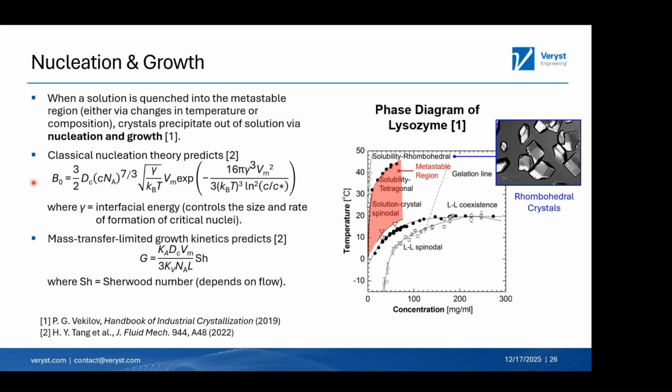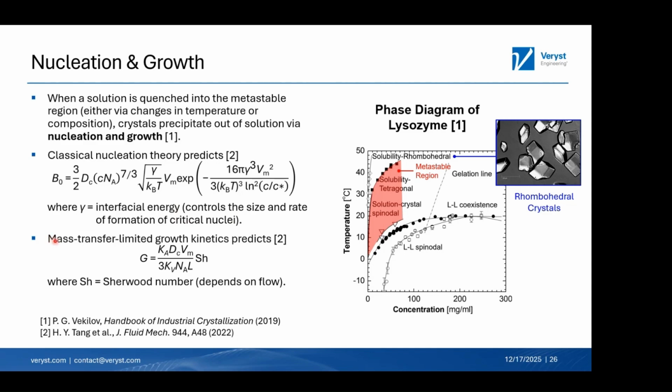The rate of nucleation, in the earliest days, was described by classical nucleation theory. That theory has since been revised in numerous contexts, and there are even phenomenological theories that have been added to make this theory more accurate. But the key insight is that the nucleation rate and the size of critical nuclei depend on the interfacial energy between the crystal facets and the surrounding solution. So this interfacial energy has to be measured and used to calibrate nucleation rates and prototypical nucleate sizes.